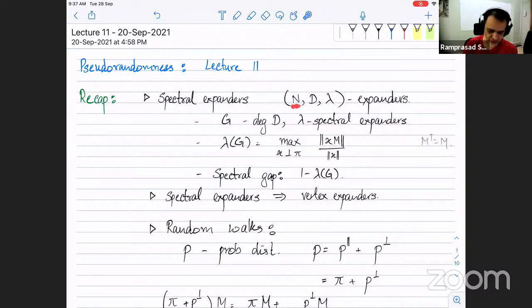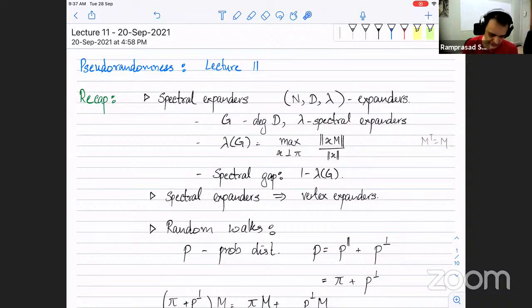Ideally, we would want n to be large, d to be small, and lambda to be as far away from 1 as possible. We want the gap from 1 to be large enough. Okay, so that's the goal. And so that's what we'll call a spectral expander. But I'll end up dropping this word spectral because this is what we'll be dealing with throughout.